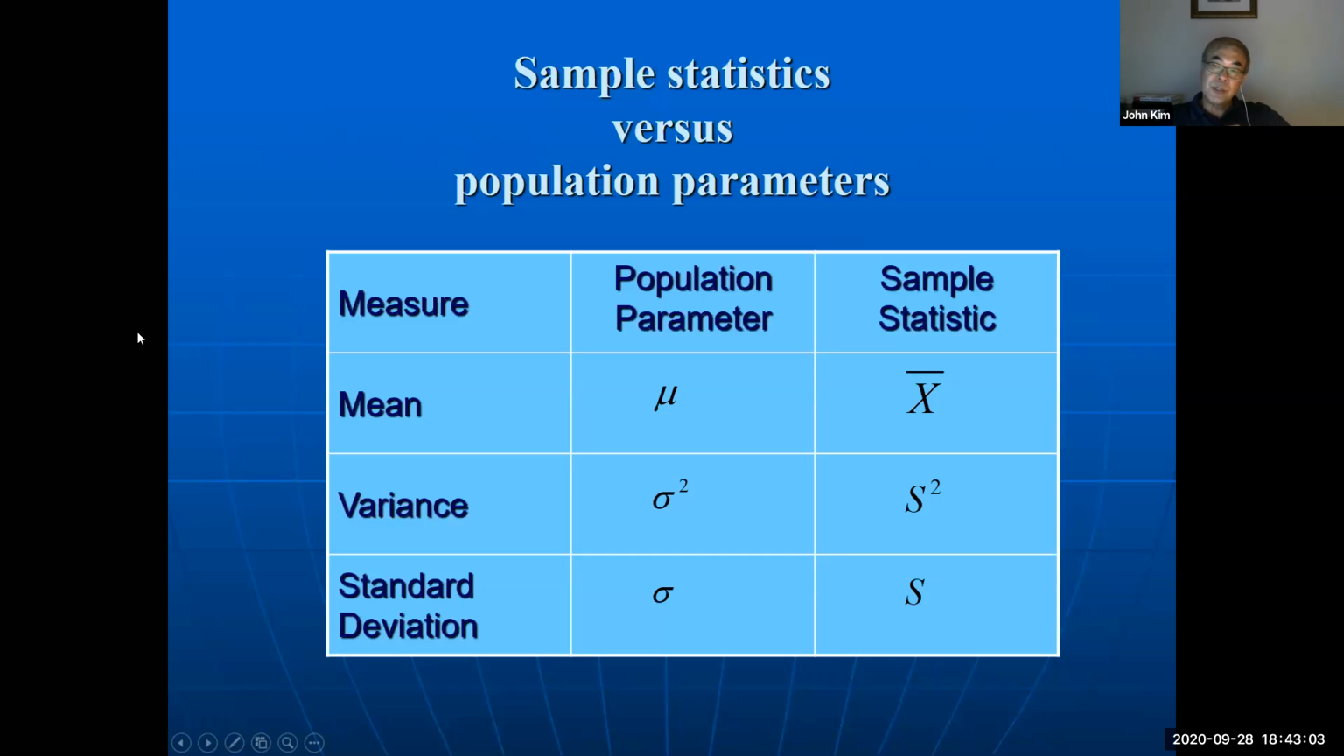So the notation: population mean is read as mu, and x bar is the sample mean. Population variance is sigma squared, and sample variance is s squared. Population standard deviation is sigma, and sample standard deviation is s.